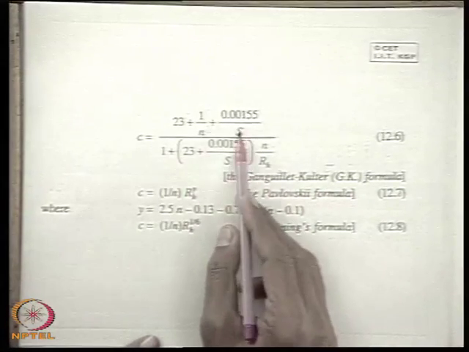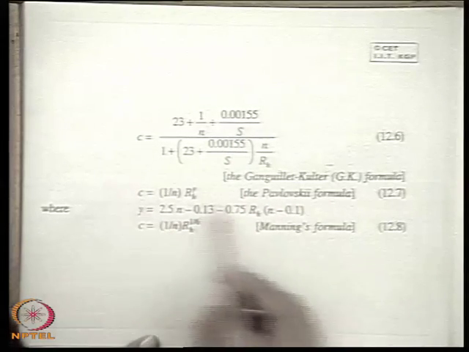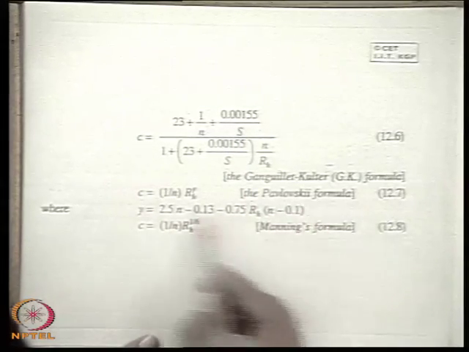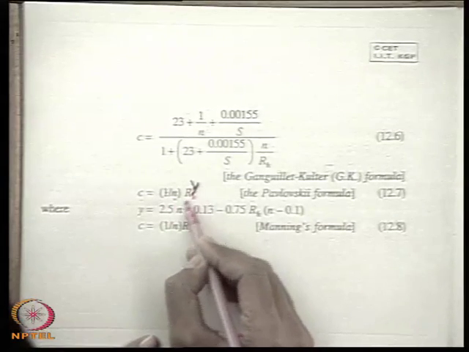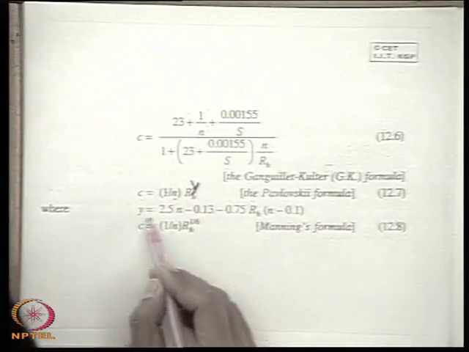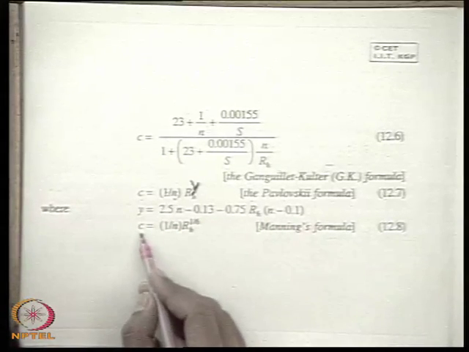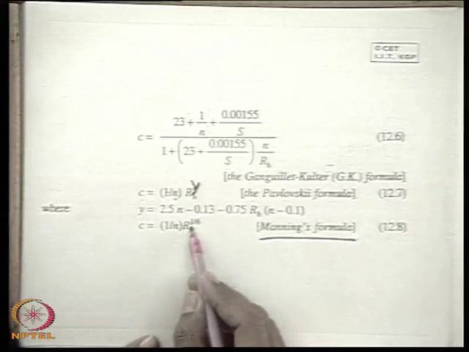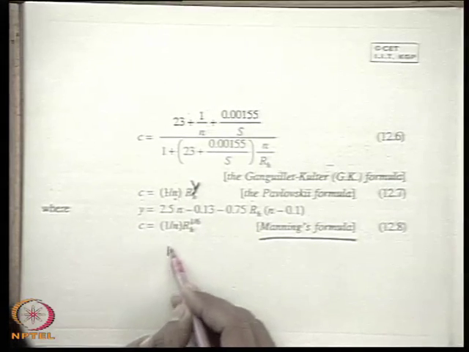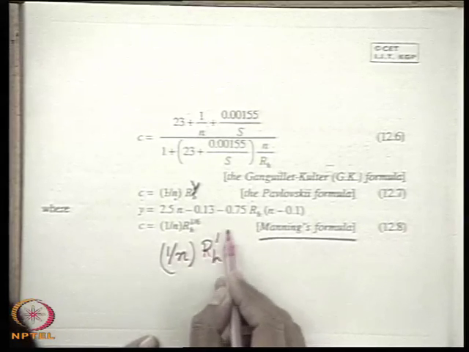Here of course the slope of the channel S comes in, but in the other formulas, C, that is due to the Pavlovsky formula, is (1/n) R_H to the power y, where y is given by this function, and R_H is the hydraulic radius. Another one is Manning's formula: (1/n) R_H to the power 1/6. I am writing it again, it is very important: (1/n) R_H to the power 1/6.